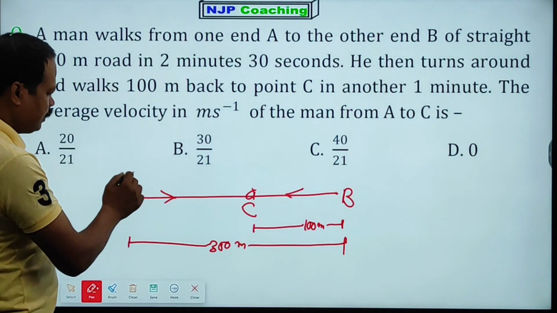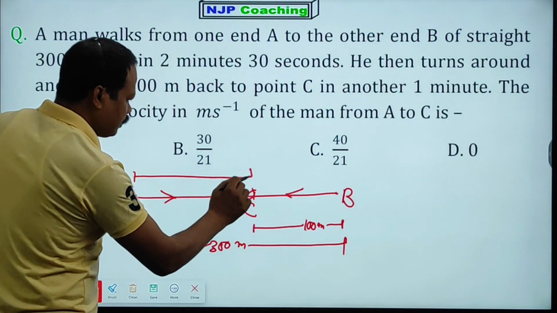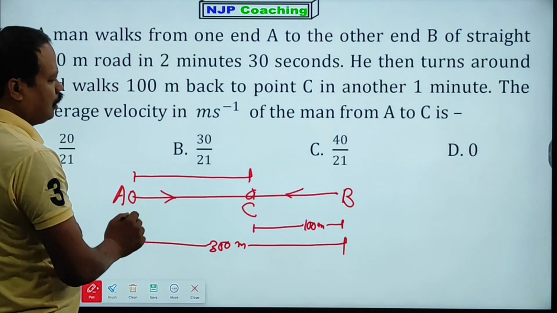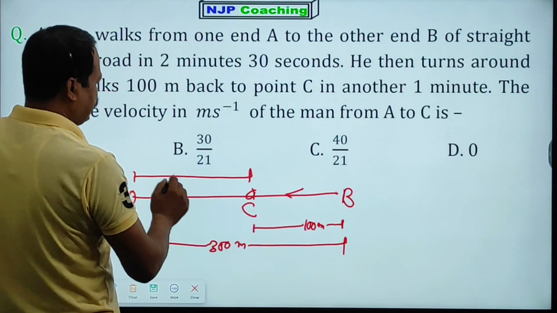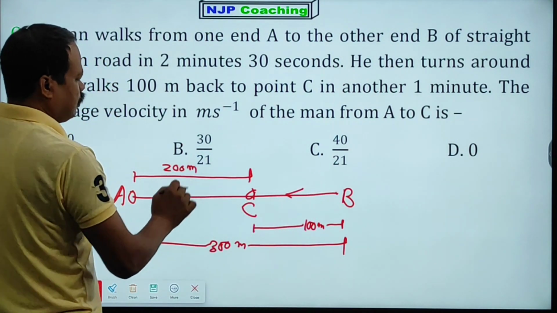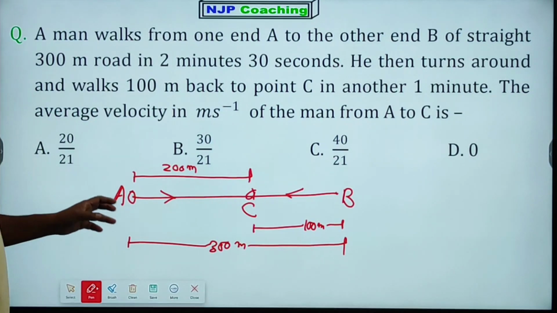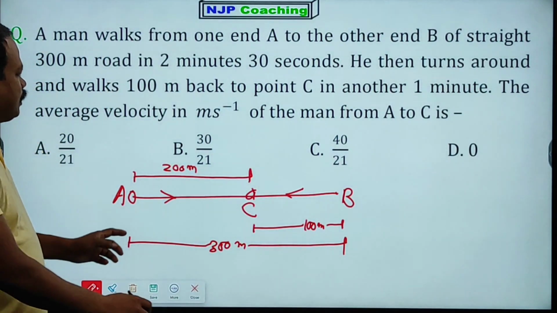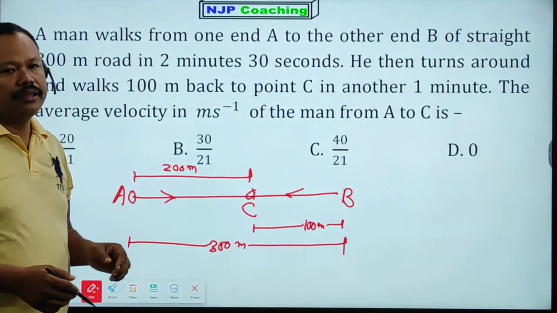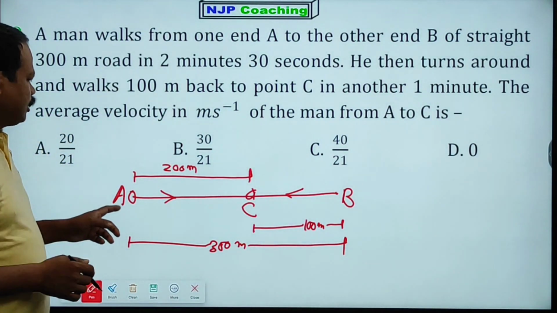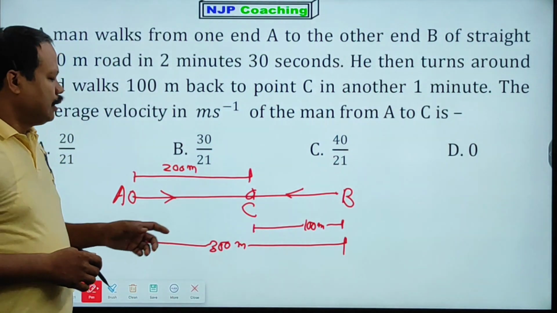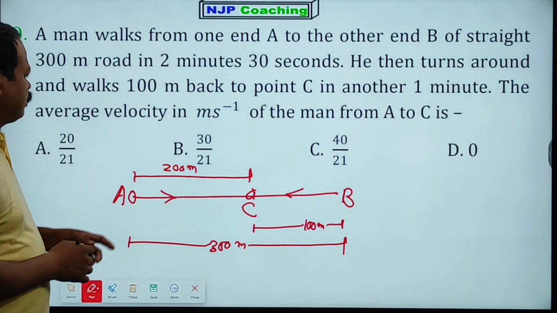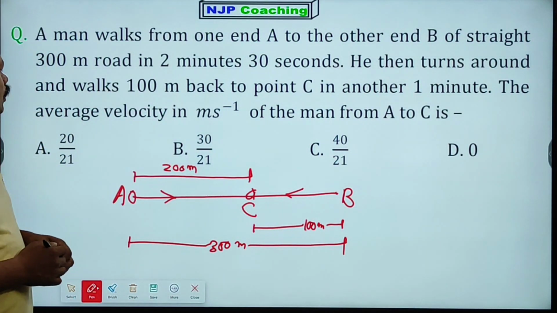Because this distance we need. Only this distance straight from A to C. And this is 300 minus 100. So it is 200. Though the object travels total 400 distance, displacement produces 200 meter because it is the shortest distance from A to C, 300 minus 100. So displacement produces 200 meter.